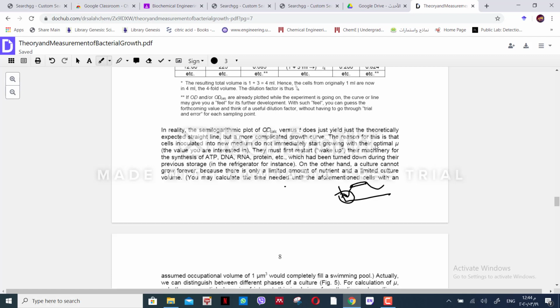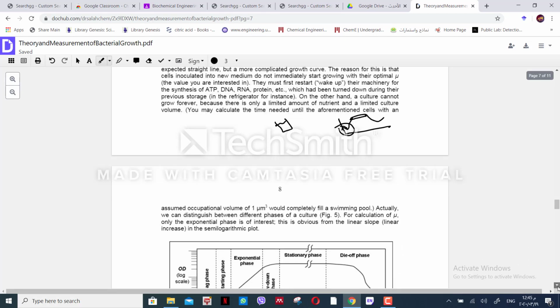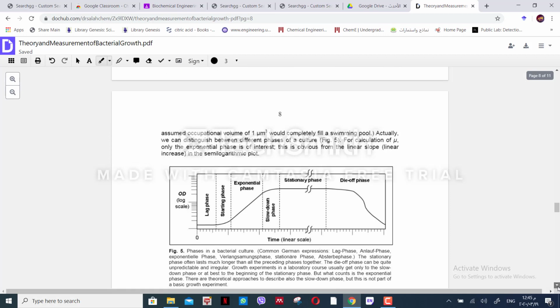We know that we use an inoculum. This inoculum was stored in the refrigerator prior to starting the process. When put in the new environment, it will have some lag phase to adapt and to start to produce ATP or DNA or RNA prior to division of cells. And you may calculate the time needed until the fermented cells, with an assumed volume of 1 micrometer cubed, would completely fill a swimming pool.